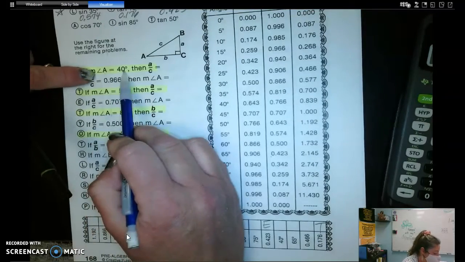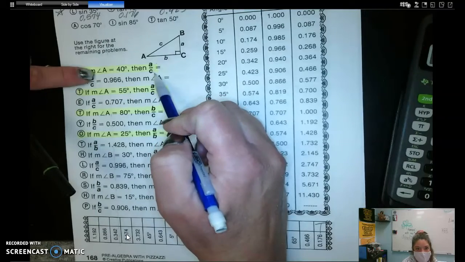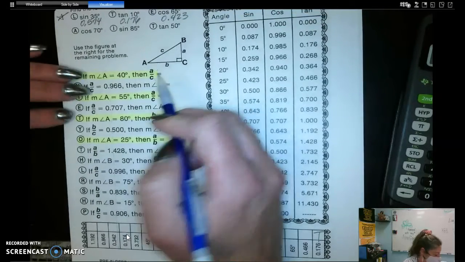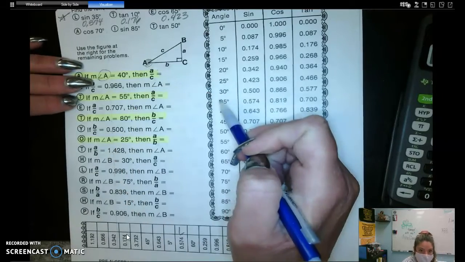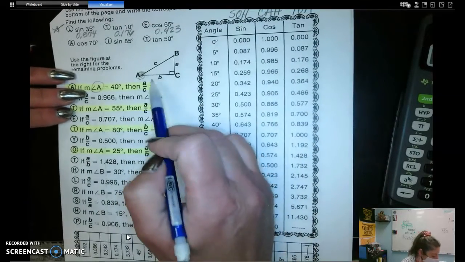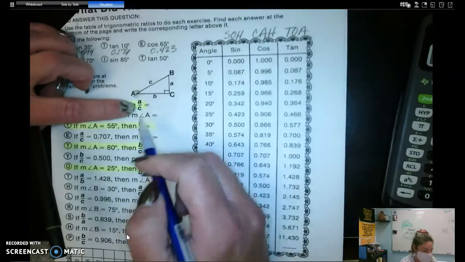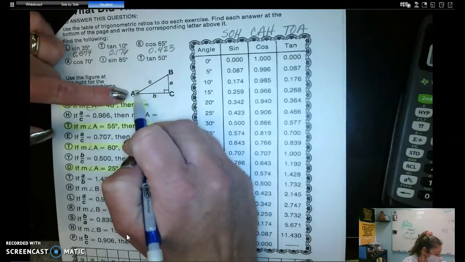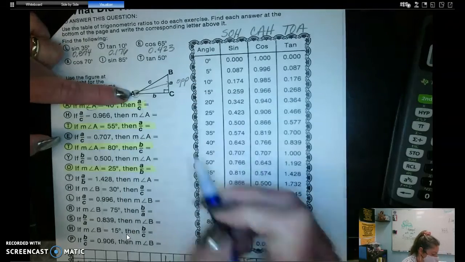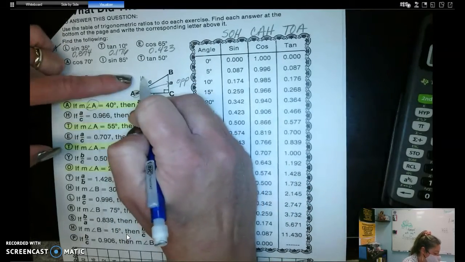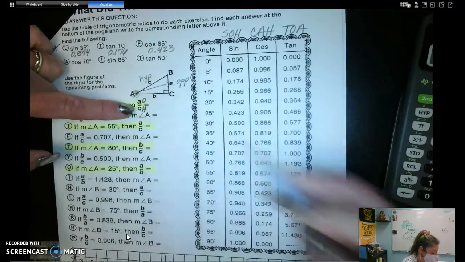If the measure of angle A is 40, then we want to find out what the ratio is from A over C. Okay, here's what we're going to do. Your focus should be on angle A. So this is where your eyeballs are going to start. And then you're going to identify on the triangle what is A and what is C. Okay, so as I look on the triangle, side A is on the opposite side. And then side C is the hypotenuse. Okay, so this is an O and an H.